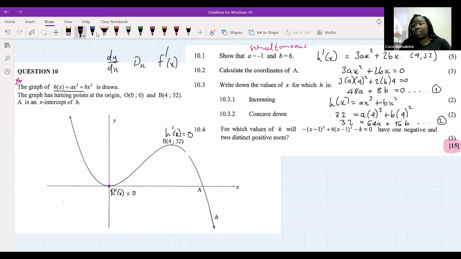Okay, so the first equation that we got, we first took the derivative. We took the derivative of h of x, and we got 3ax squared plus 2bx, and we subbed in the point 4 and 0. We've subbed in the point 4 and 0 because at the derivative, my function is equal to 0, therefore my y value is 0.